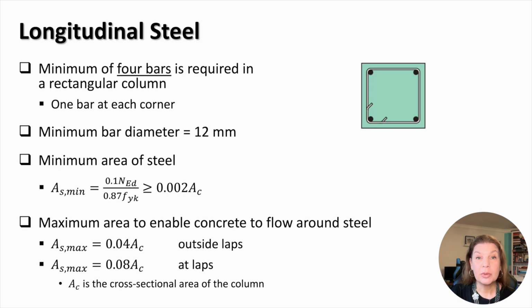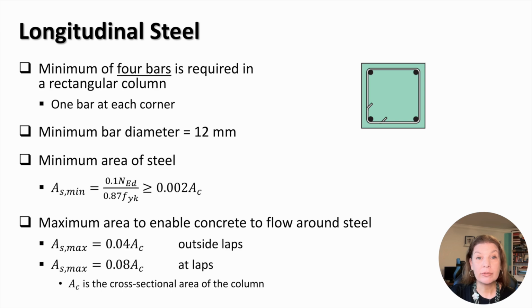Column reinforcement should be arranged symmetrically in the cross-section. In a rectangular column, a minimum of 4 bars is required, where 1 bar is located at each corner. The minimum longitudinal bar diameter is 12 millimeters. The minimum area of longitudinal steel is evaluated based on the applied axial force and steel yielding strength, and it should be larger than 0.2% of the column cross-sectional area.